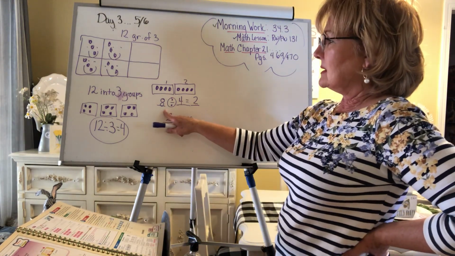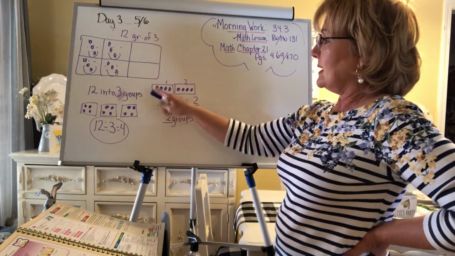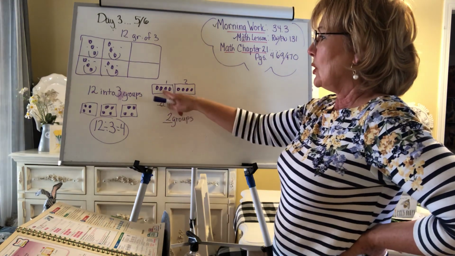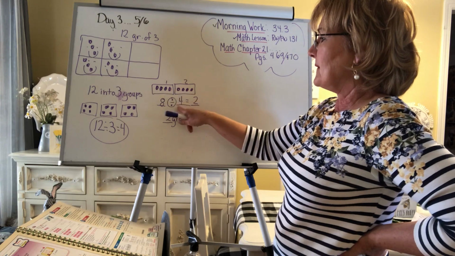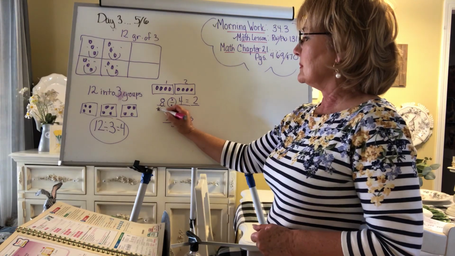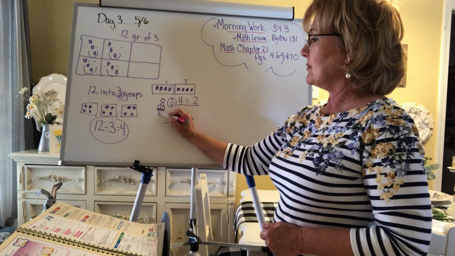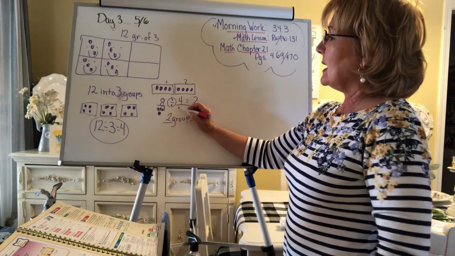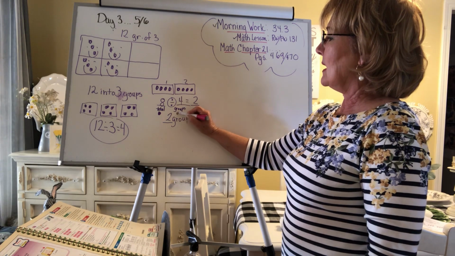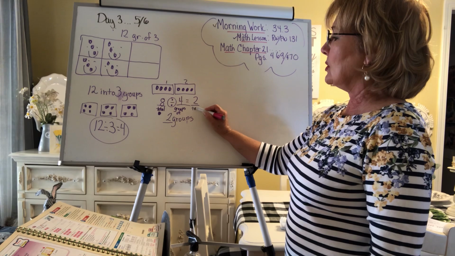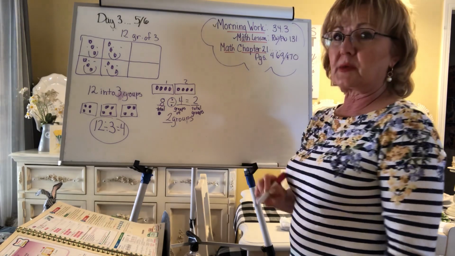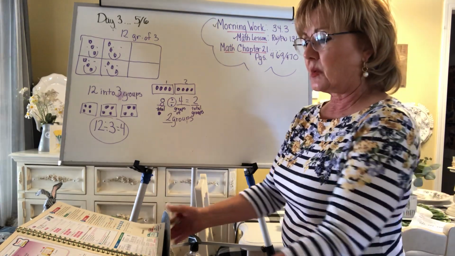So we have 8 all together, divided into groups of 4. 4 plus 4 makes 8. We divided it into groups of 4. How many groups do we have? 2. So it's total, whatever, divided into groups of equals total groups. That's kind of the formula, okay? So that was number 1.